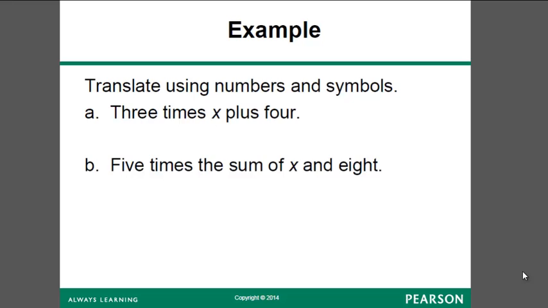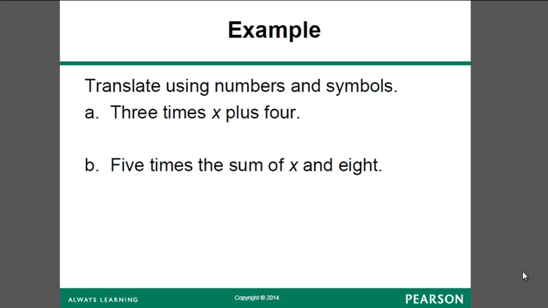Looking at these two, we want to translate using numbers and symbols. 3 times x plus 4. 5 times the sum of x and 8. We have to be careful here. The first one says 3 times x plus 4. This does not say anything such as 3 times the sum or anything like that.